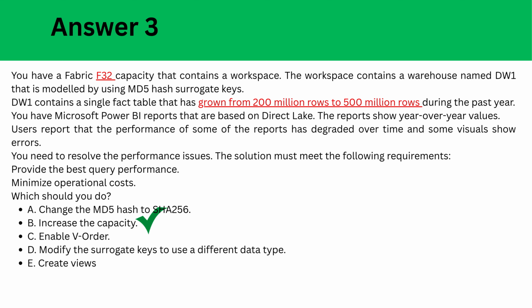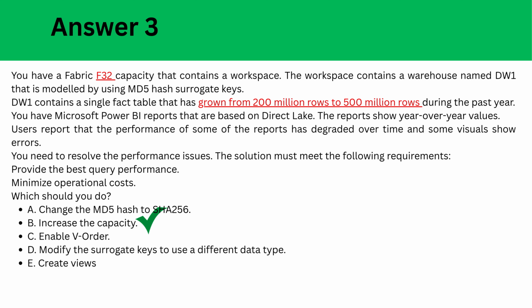The correct answer is B. Increase the capacity. By upgrading from F32 to F64, you jump from a 300 million row guardrail to 1.5 billion rows. Your 500 million row fact table fits comfortably within that limit. Direct Lake mode works again. No more fallback to DirectQuery.